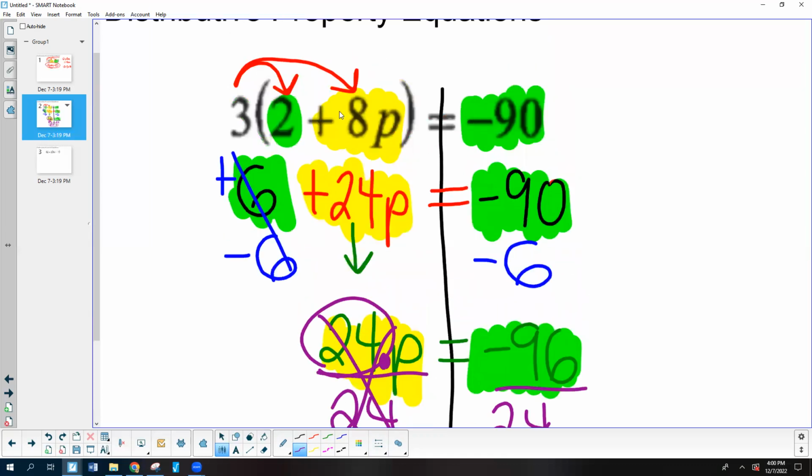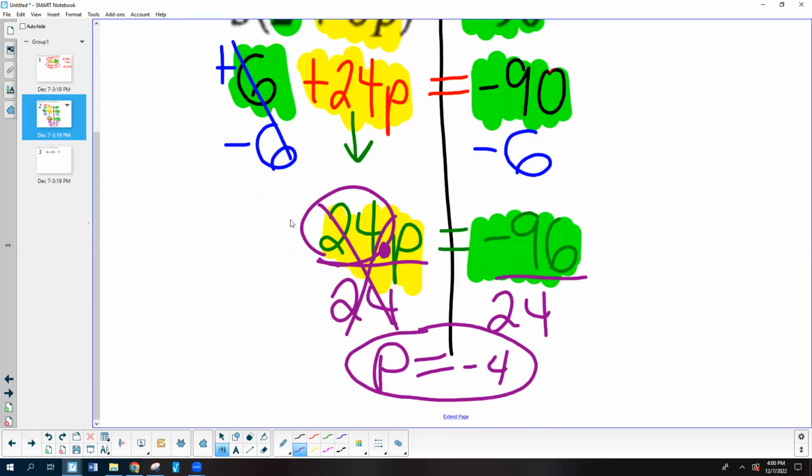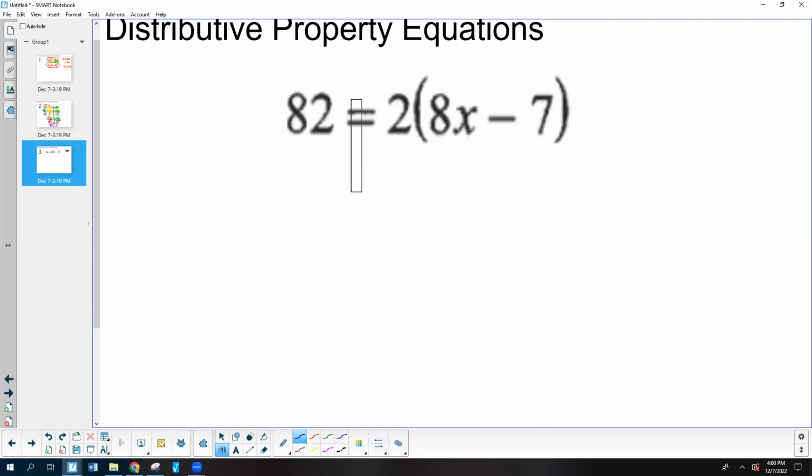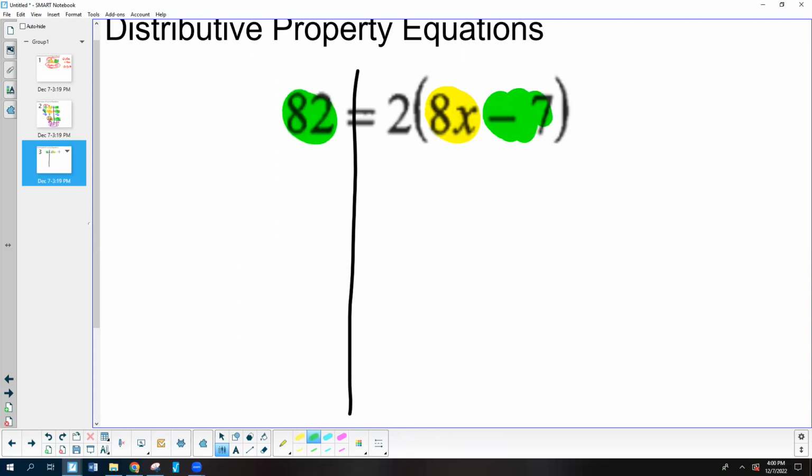Once you get rid of those distributive property parentheses, it's really the same thing we've been doing. All right, let's look at this next one. We've got the parentheses on the right side this time. Don't panic though, guys. It's really not a big deal. Draw that line down the middle of your equal sign. I'm going to highlight variables in yellow, constant terms in green, and I'm not highlighting that too because we're about to get rid of it.